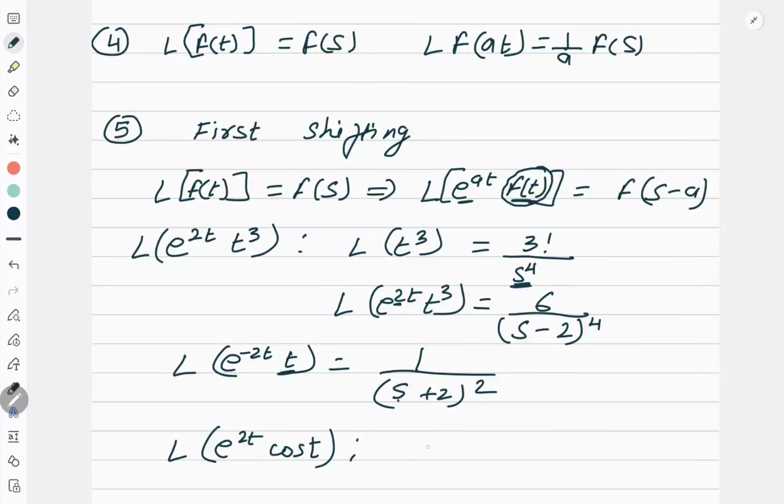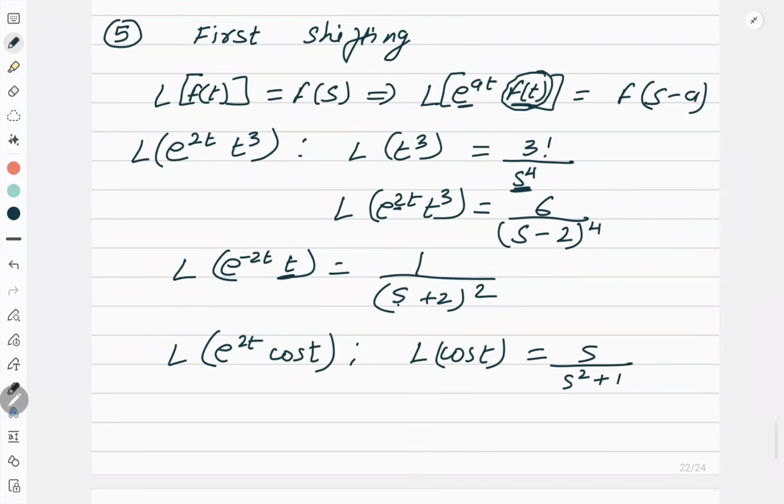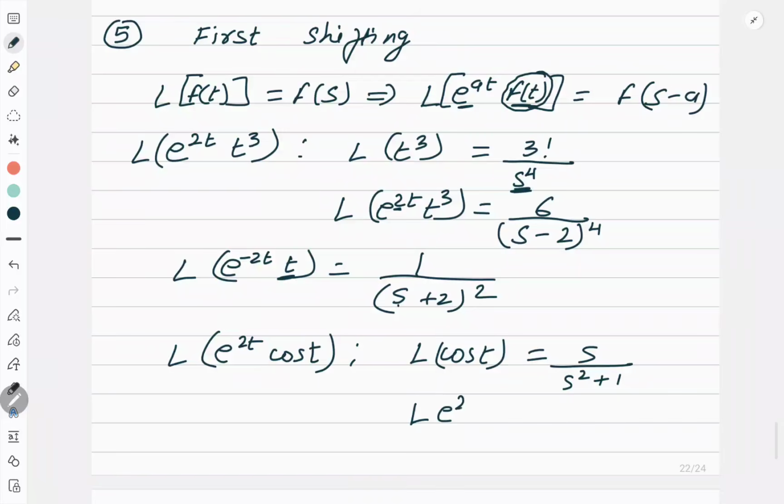So what you will do? First you will write Laplace transform of cos t is equal to s upon s square plus 1. So Laplace transform of e to the power 2t cos t is equal to (s minus 2) upon (s minus 2) square plus 1. Simple.